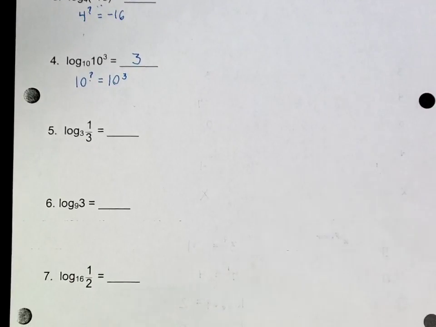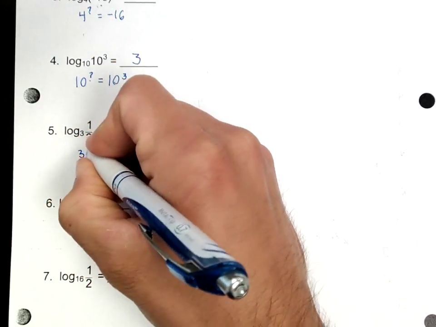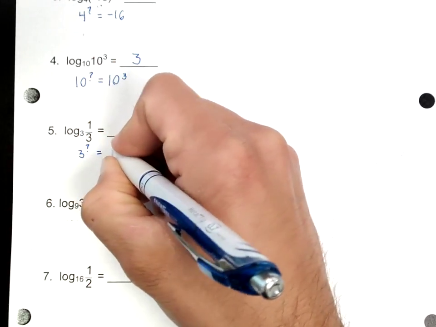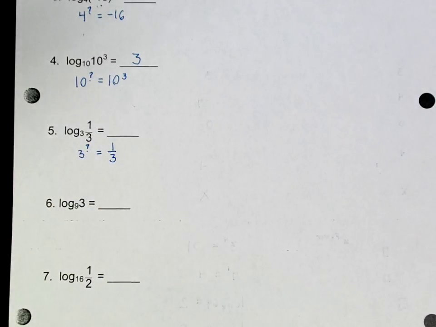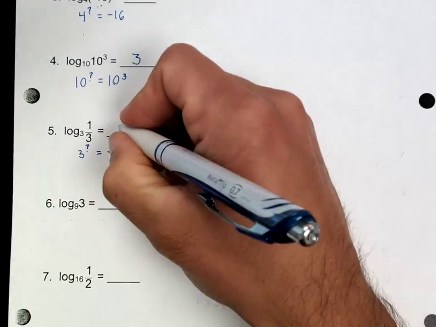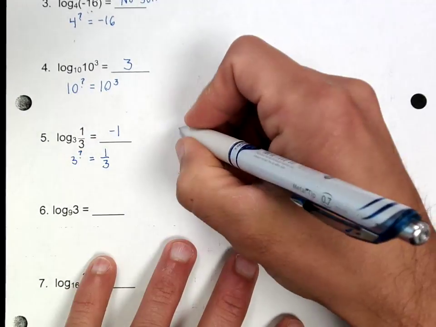Now, on the next part, this is when things get a little bit more difficult, but hopefully not too much. It's the same thing. I'm asking you, 3 to the what power is equal to 1/3? It's -1, right. So in general, I'm going to write this for maybe the people that don't quite understand this.